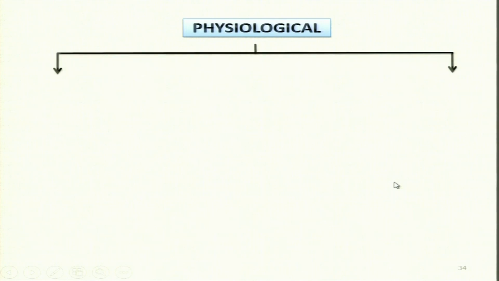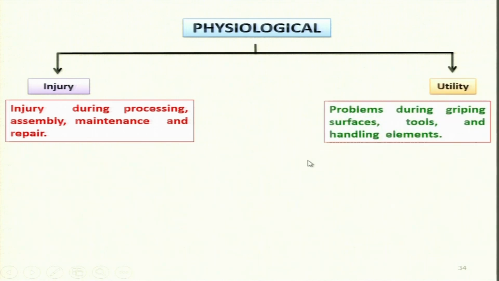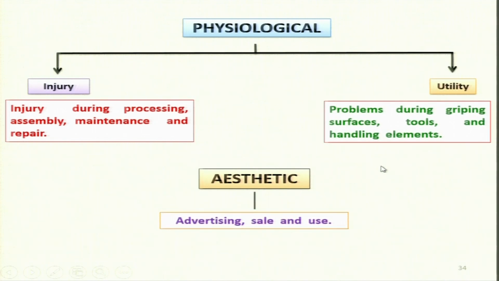Physiological problems, as some of them I have mentioned, injury may take place to the operators or the person who is assembling it. Injury during processing, assembly, maintenance and repair may take place. Utility problems during gripping surfaces, tools and handling elements. This is very common that while you are handling the part having the burrs, sharp edges etc., the person who is handling may get hurt, may get bleeding over there. Then aesthetic problems are also there with the burrs in the components. Advertising, sale and use also are affected if burrs are there in the component.